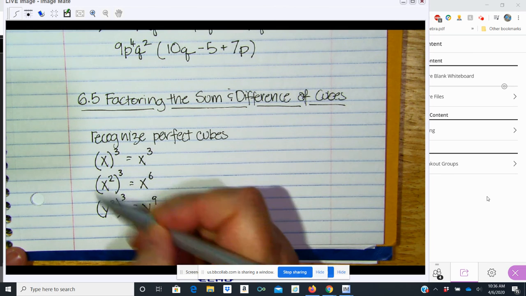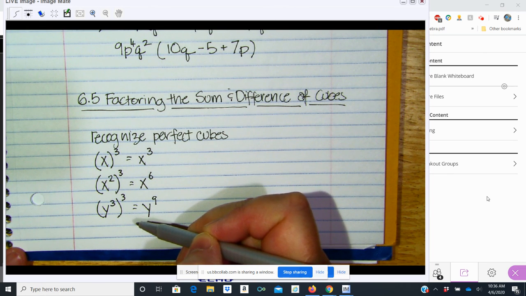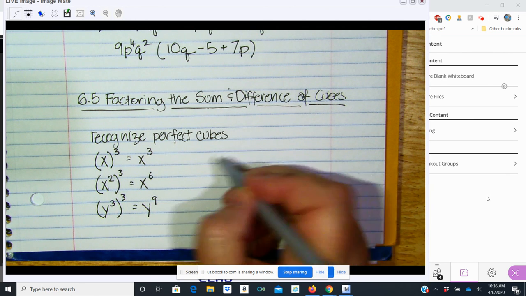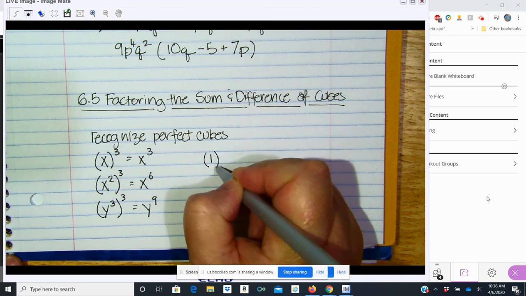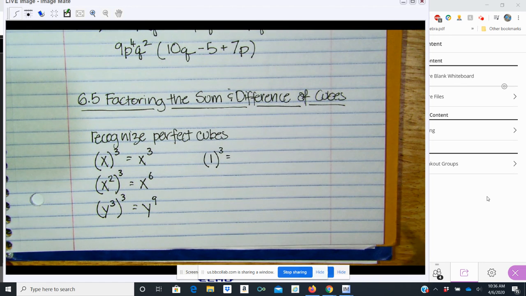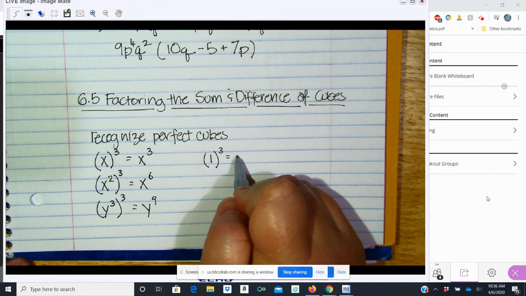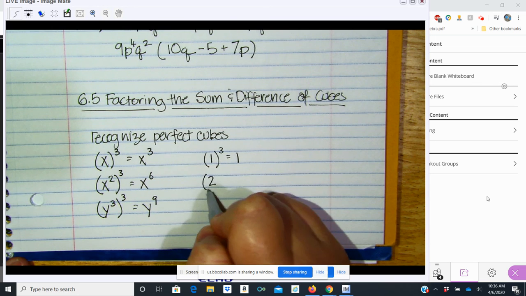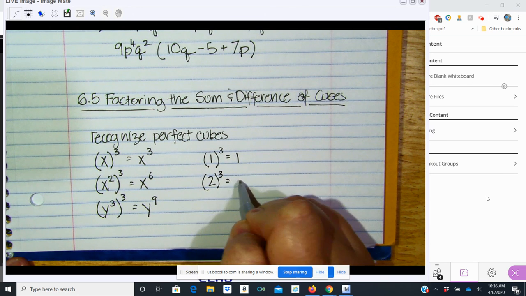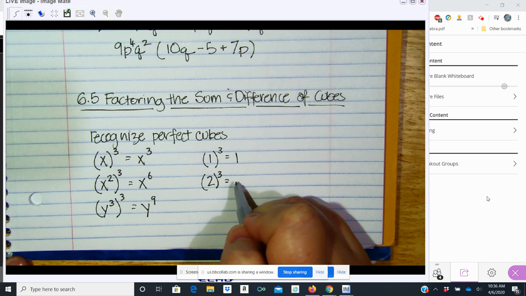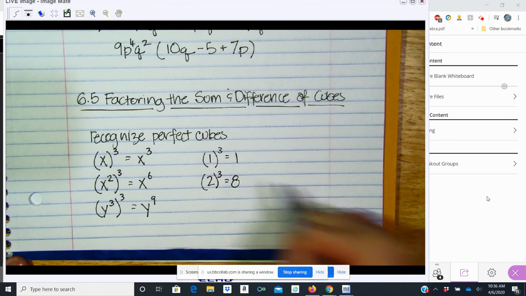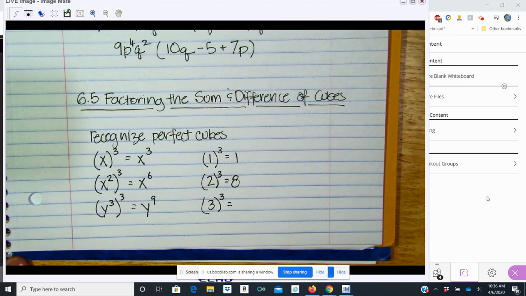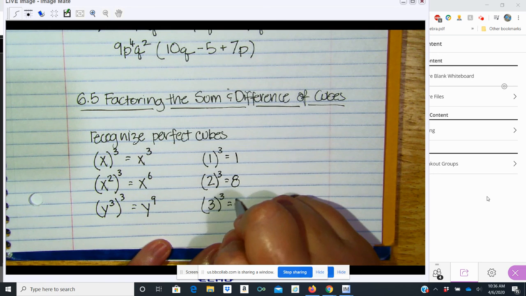It's fairly easy to see when we're working with the exponents and the variables. However, it's a little bit harder to see with numbers. If I have a 1 and I cube it, this is 1 to the third power. That's still going to be a 1. If I have a 2 and I cube it, this is 2 to the third power, or 2 times 2 times 2, which is 8. 3 to the third power is 3 times 3, which is 9, and 9 times 3, which is 27.